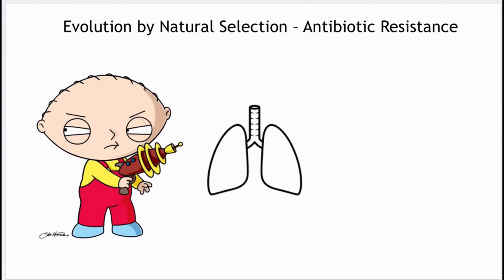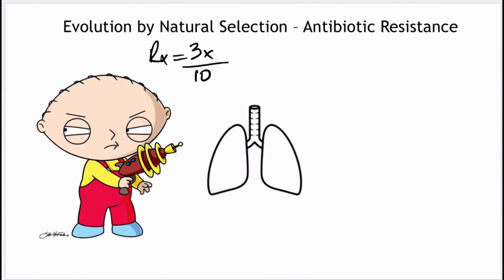So let's talk about how evolution by natural selection can lead to antibiotic resistance. So here's Stewie. We did Steve in class. This is Stewie. Some of you recognize Stewie. And Stewie's got a chest infection, so infection in his lungs. And his folks, surprisingly, have taken him to the doctors, and he's got a course of antibiotics. And his parents have been told that Stewie's got to take his antibiotics 3 times a day for 10 days. That's what his prescription says.